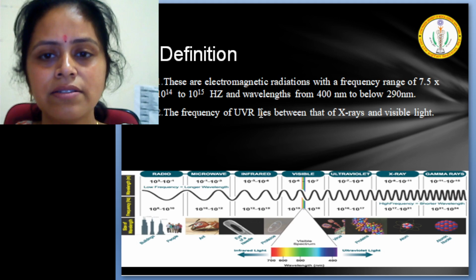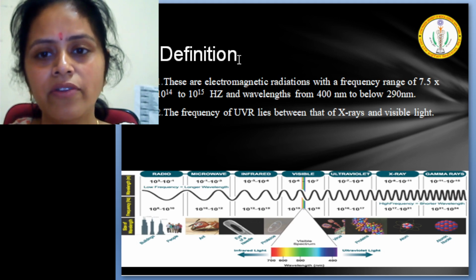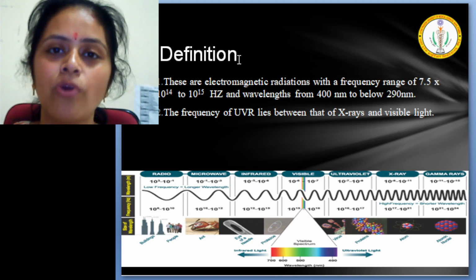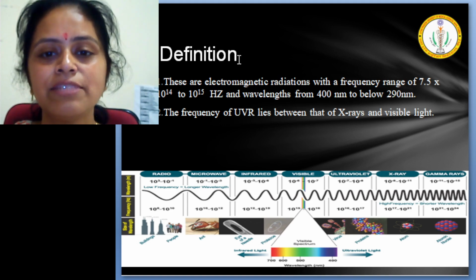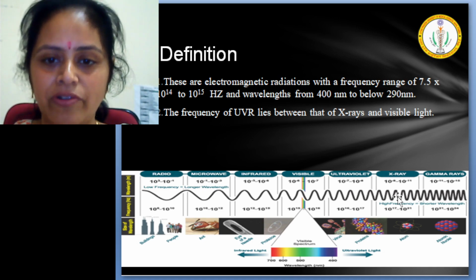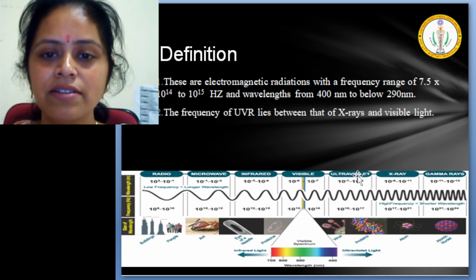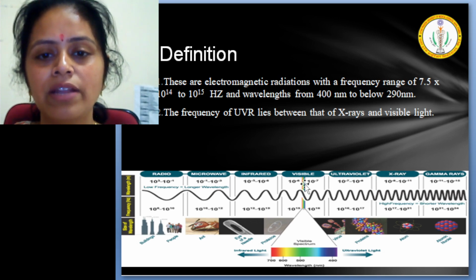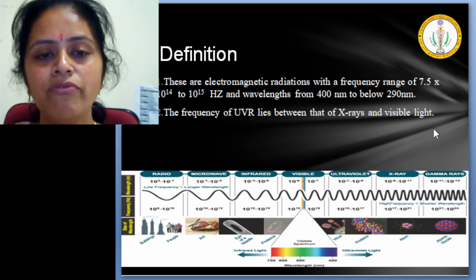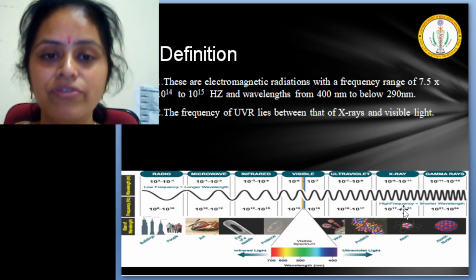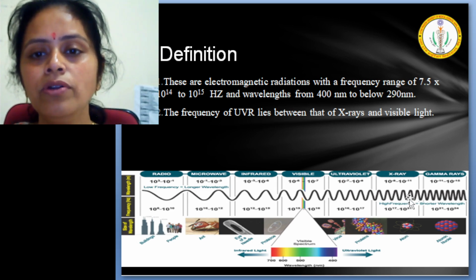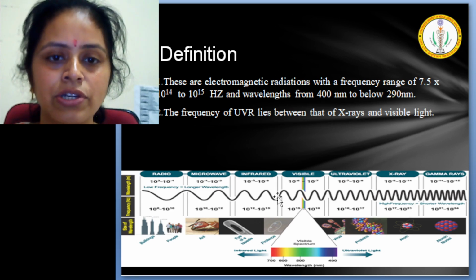So let us first discuss the definition of ultraviolet radiation. Ultraviolet radiation, as the name indicates, is non-ionizing radiation that lies between the visible and the X-ray light in the electromagnetic spectrum. As you can see in this diagram, this is the ultraviolet radiation and it lies between the visible and the X-ray lights. Its frequency ranges between 7.5 times 10 to the power 14 and 10 to the power 15 Hertz, with its wavelength varying from 400 nanometers to below 290 nanometers.